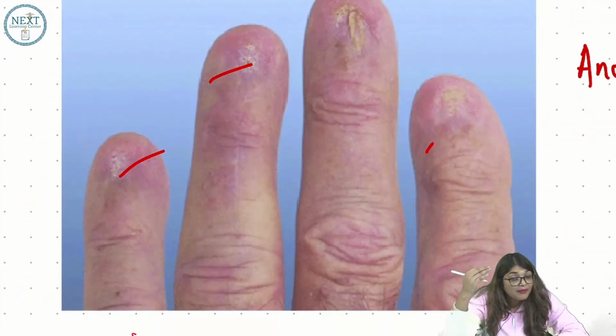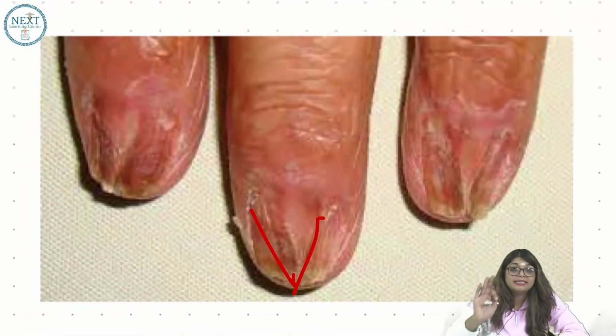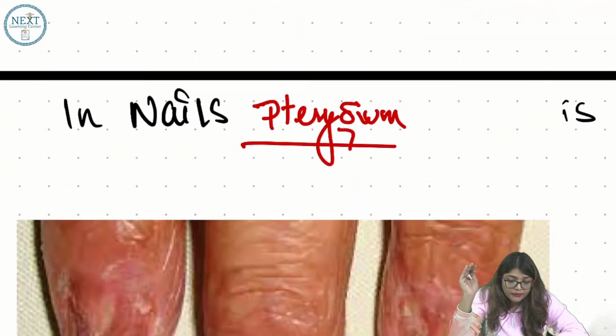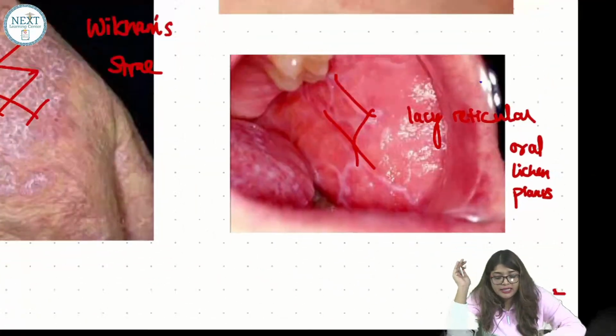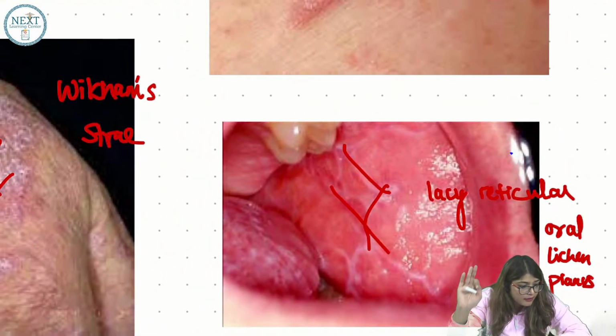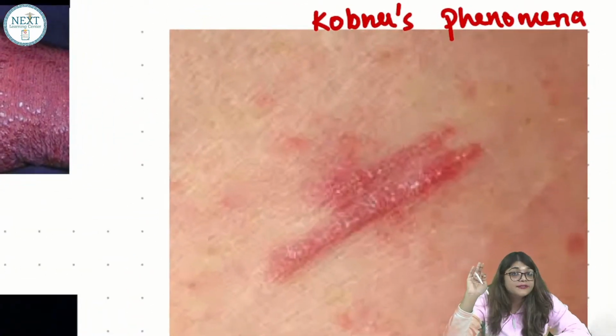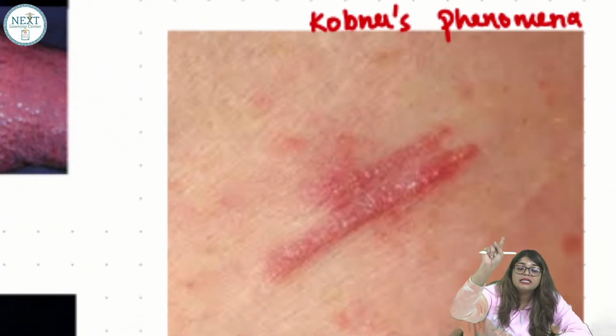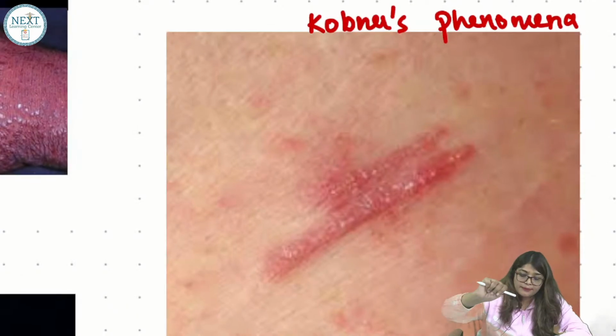Let's just revise. Anonychia. What is the most characteristic finding? It is pterygium. All right. Then there's Wickham's striae, oral lichen planus with what kind of pattern? Lacy reticular pattern. All right. And this is your Koebner's phenomenon. Remember which three diseases? Psoriasis, vitiligo, lichen planus.